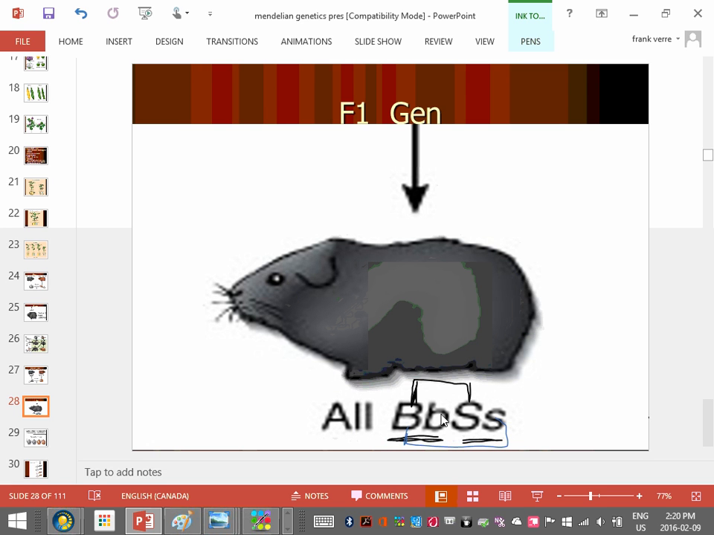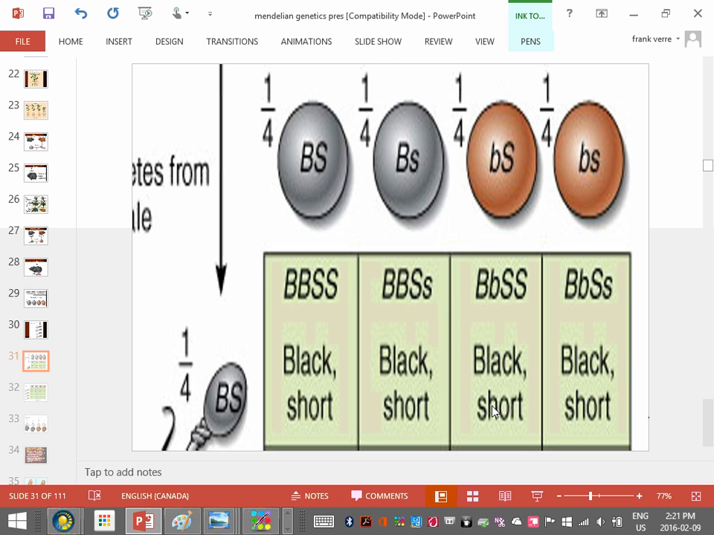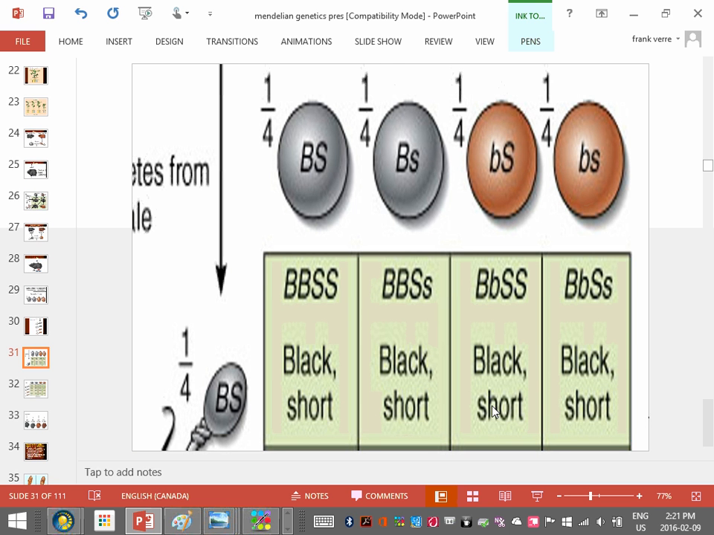What's a third possibility? Little b with the big S. Or little b with the little s. Okay. Now, if you look at the probability, these are what you're going to get. You're going to get 4 different sex cells, because there are 4 possible combinations. So these are the sex cells.